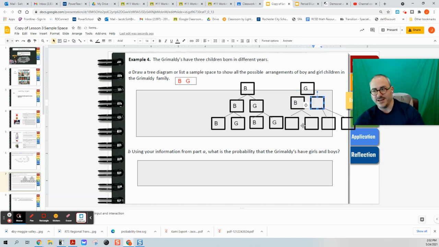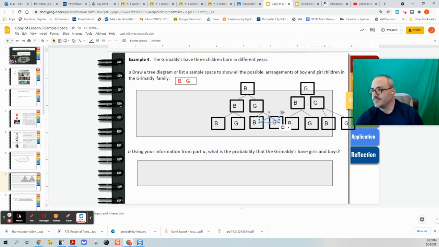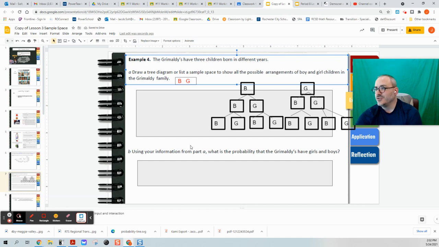Nope. It seems simple, but I can still goof it up. It's fine. Tree diagram needs branches. Tree diagram needs branches.